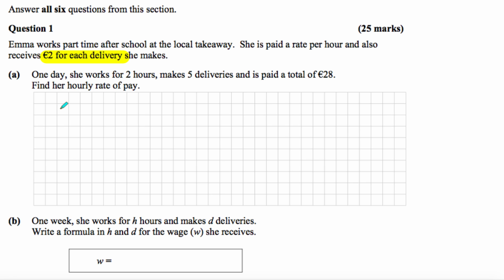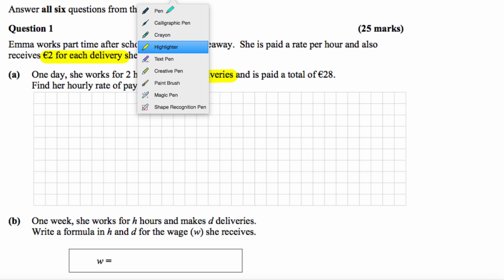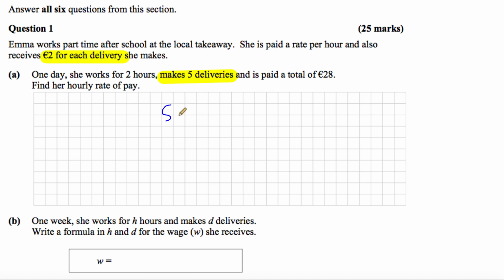Okay, so on this day she works for 2 hours, she makes 5 deliveries, right? So 5 deliveries at €2 for each delivery. So we can work that out first of all. 5 by 2, and that's equal to 10. So that's €10. Now her total is €28.